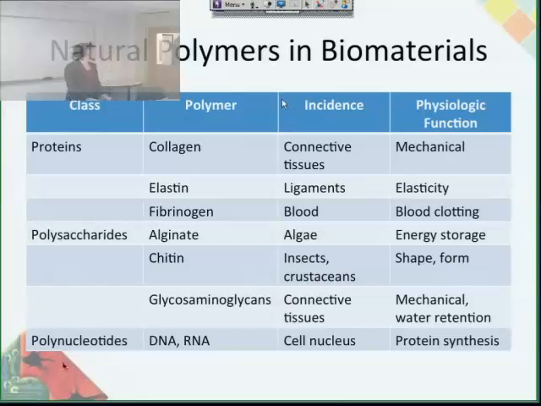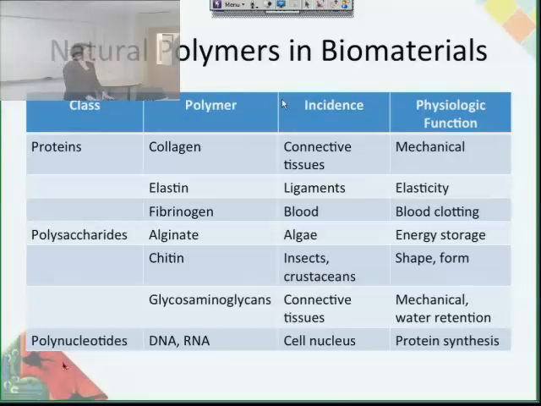Elastin is a common one when you're trying to mimic an elastic tissue like ear cartilage or a tendon or ligament. Fibrinogen is a really popular one for making hydrogels because you can make a fibrin hydrogel just by combining thrombin and fibrinogen solutions, and that's involved in blood clotting. So those are your major proteins.